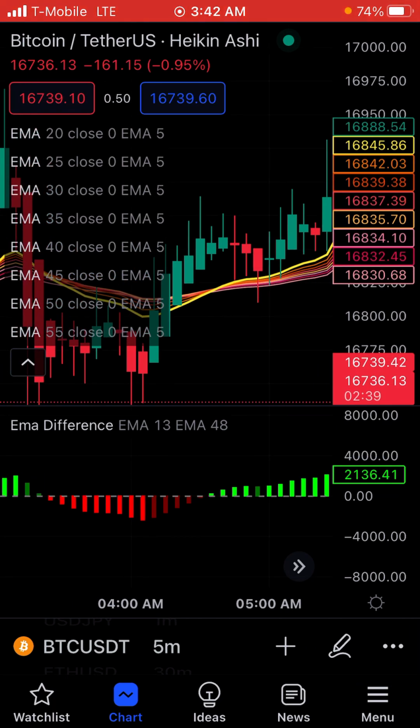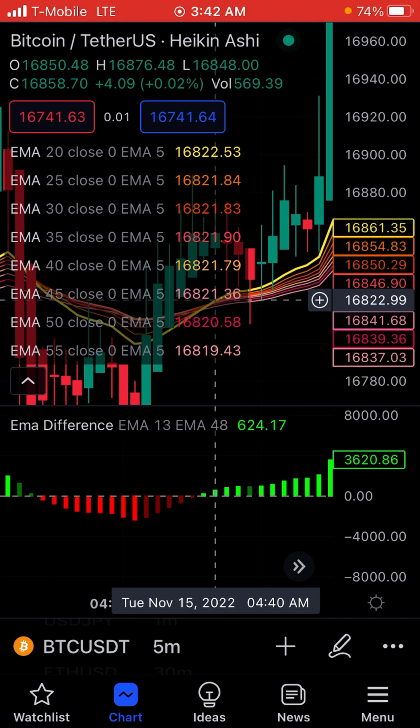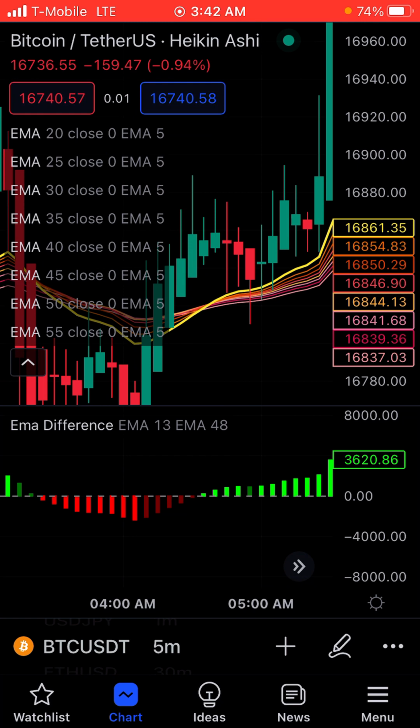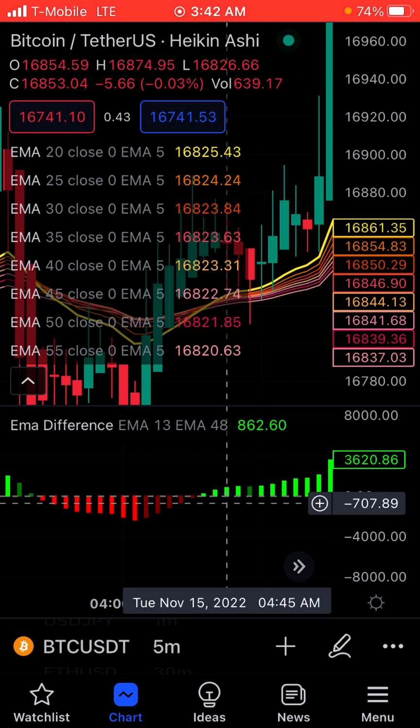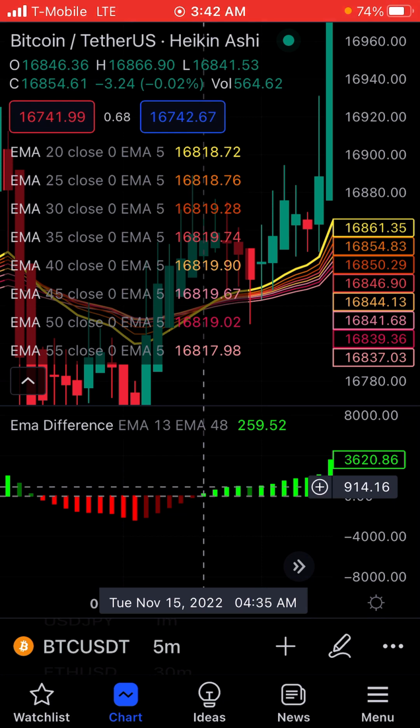So, you zoom in, and you see the 20 EMA above the 55, and that would be the point to get in. Also down here on the bottom, you see it happening right here. You see it turn from a red to a bright green. That also signals that it's going to start going up.